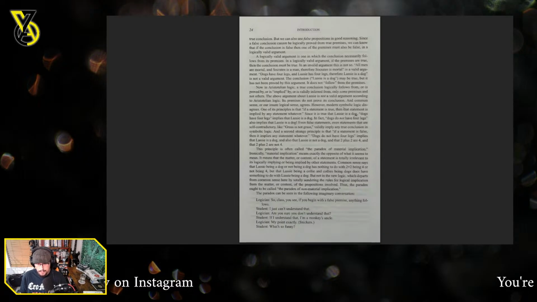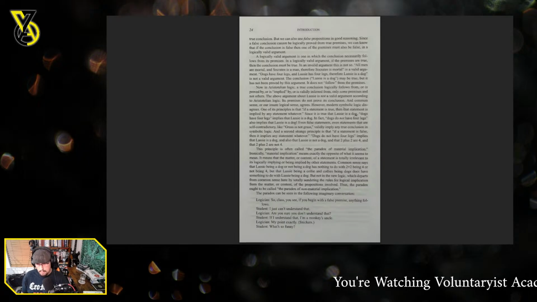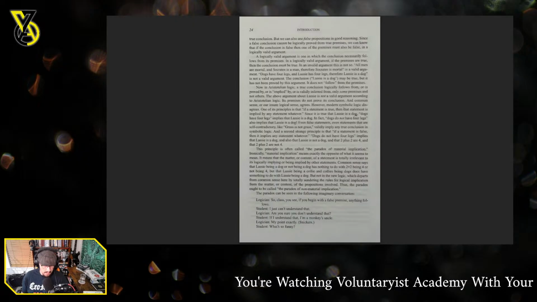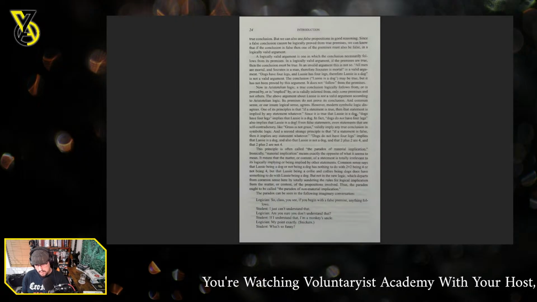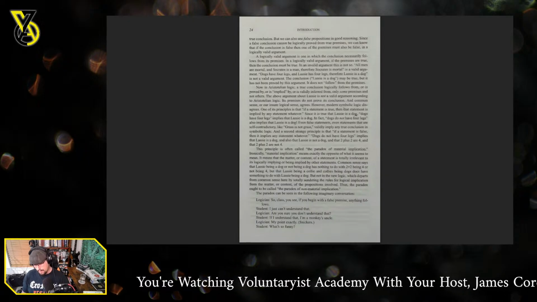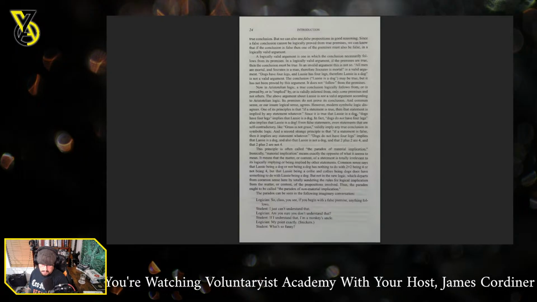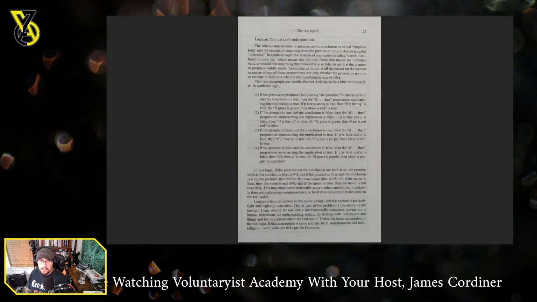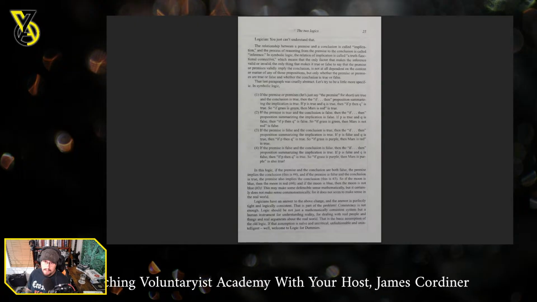So this imaginary conversation takes place between a logician and the logician's student. Logician: So, class, you see, if you begin with a false premise, anything follows. Student: I just can't understand that. Logician: Are you sure you don't understand that? Student: If I understand that, I'm a monkey's uncle. Logician: My point exactly. Goes on to laugh. Student: What's so funny? Logician: You just can't understand that.